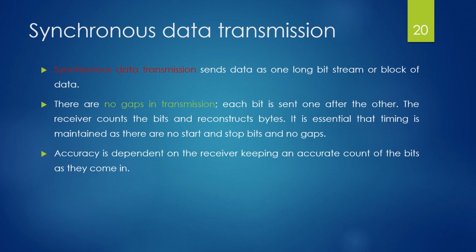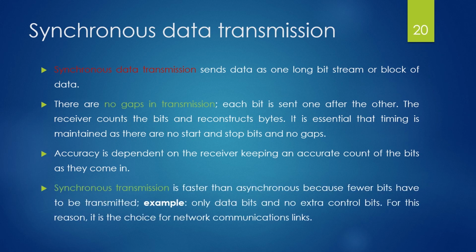Accuracy is dependent on the receiver keeping an accurate count of the bits as they come in. So synchronous transmission is faster than asynchronous because fewer bits have to be transmitted, for example, only data bits and no extra control bits. For this reason, it is a choice of network communication links.